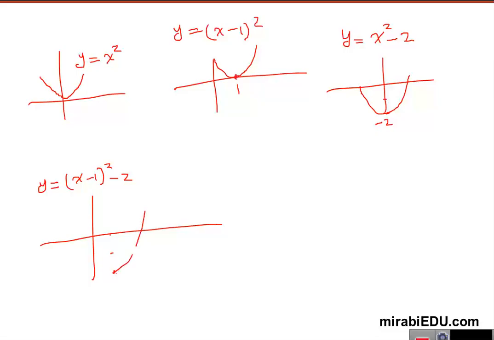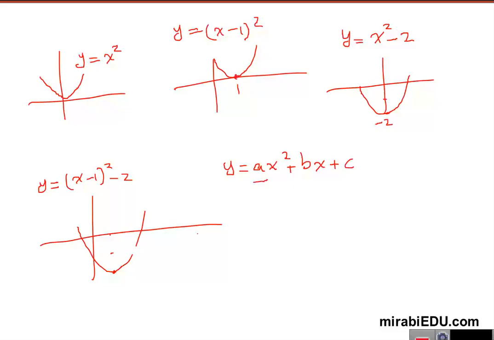Here I draw the parabola upward, and it opens upward because the coefficient of x squared is positive. The coefficient of x squared is the same as a here, and if a is positive, the concavity is positive, or the parabola opens upward, and if a is negative, the parabola opens downward.